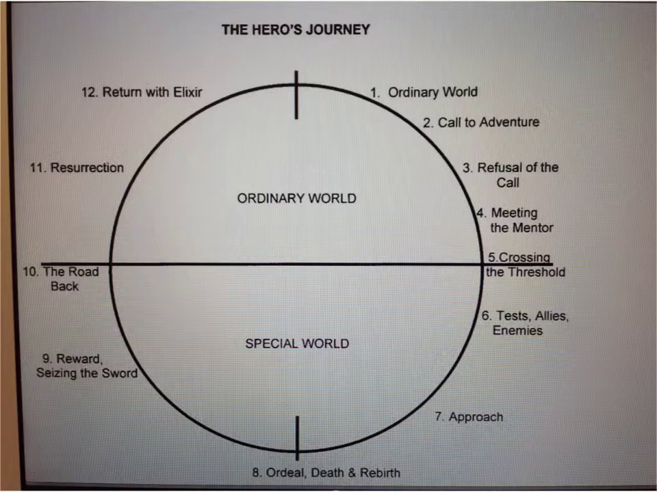Our seventh step, the hero reaches the innermost cave, the approach to the inmost cave. The hero comes at last to a dangerous place, often deep underground, where the object of the quest is hidden. In Arthurian stories, the Chapel Perilous is the dangerous chamber where the seeker finds the Grail. In many myths, the hero has to descend into hell to retrieve a loved one or into a cave to fight a dragon and gain a treasure.